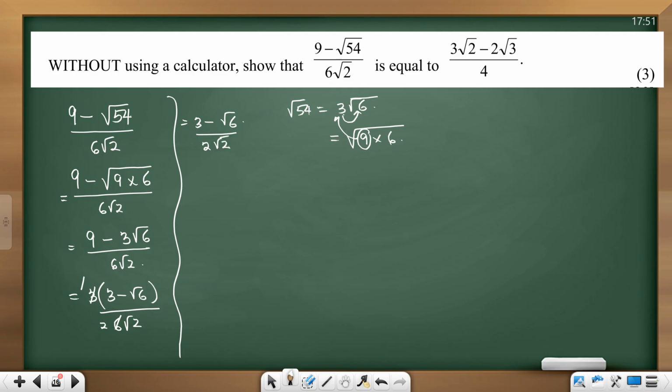Now this is when I'll say multiply by root 2. What you are doing is saying root 2 multiplied by everything on top, because you are multiplying the whole thing on top, over 2 root 2 times root 2. What is root 2 times 3? It is 3 root 2. Minus, now root 2 times root 6. I'll multiply the roots. That is root 12. The rule says root a times root b equals root ab.